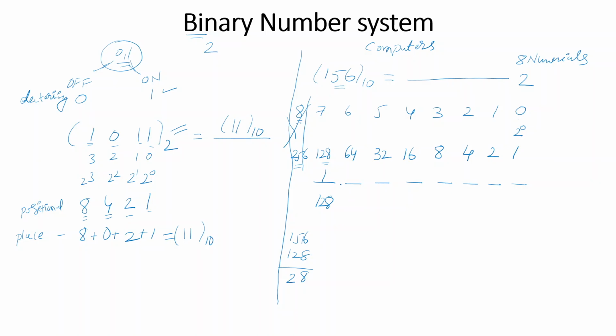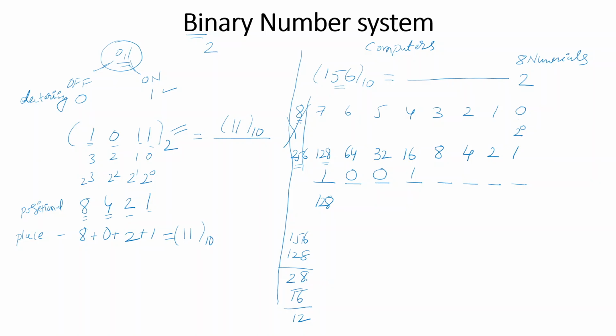28 is left. Now for 64, I have to write 0 or 1. If I write 1, 64 is greater than 28. If I add this 64 to 128, it will come greater than 156. But I need only 28, so I will simply write 0. Now 32, again I can simply write 0. Now 16, yes, 16 I can write 1. So 28 minus 16 gives 12.